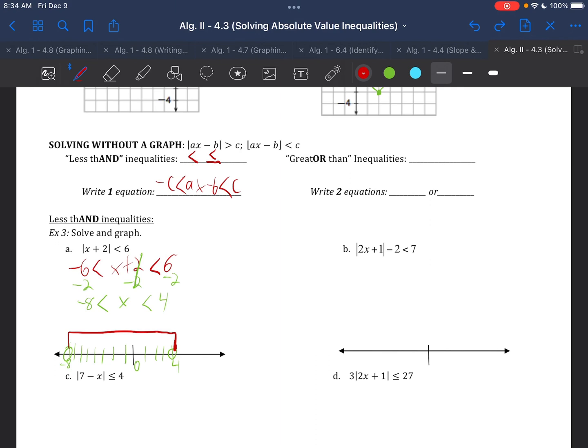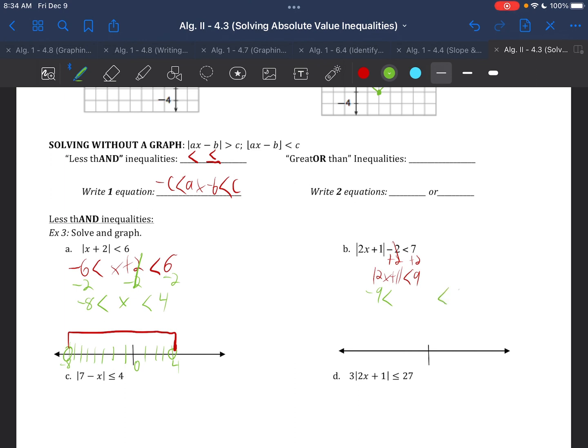All right, letter B. This time we also have a less than, but before we make the inequality, we actually want to get rid of this minus 2. We want to get the absolute value by itself, just like we did with the equations. So we're going to add 2 to both sides and get the absolute value of 2x plus 1 is less than 9.